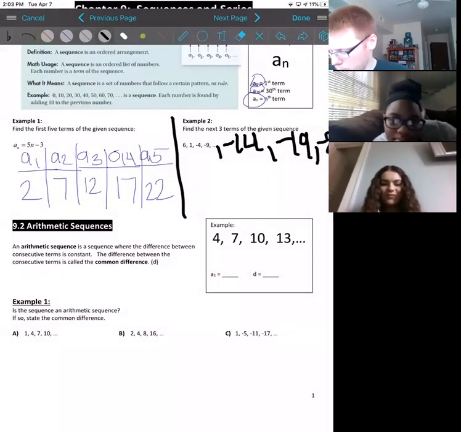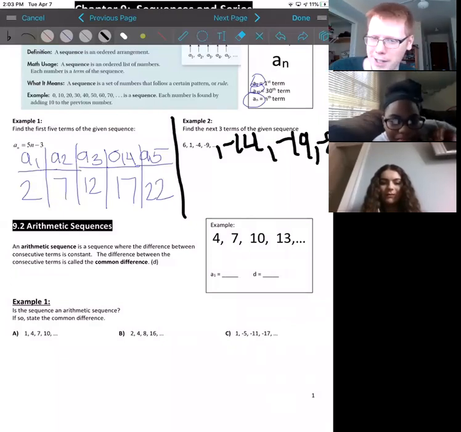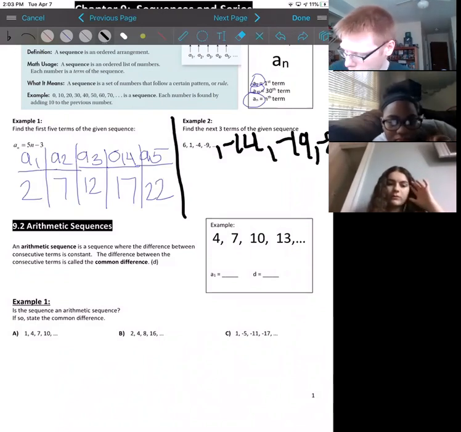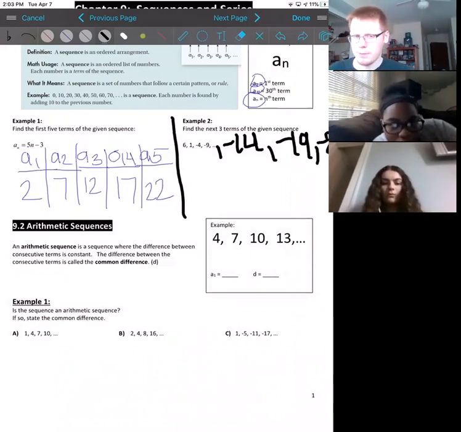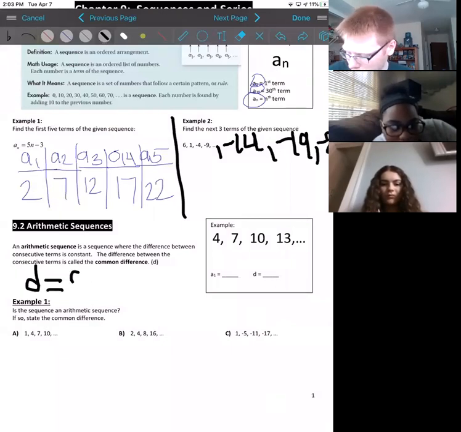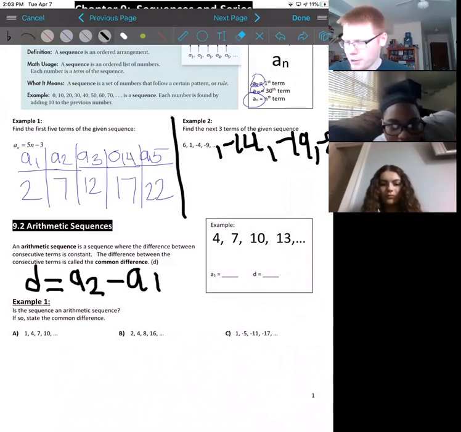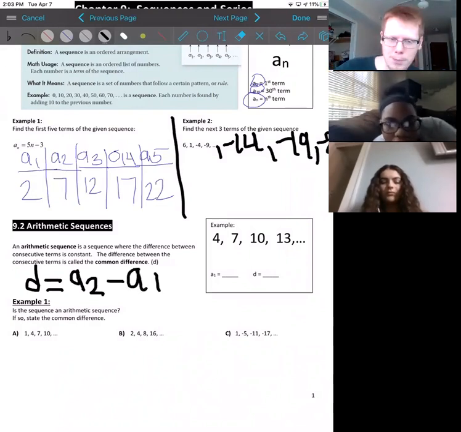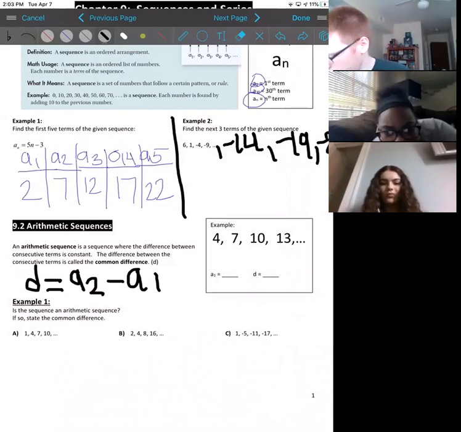Arithmetic sequences is what this section will focus on. Like I said, it's going to be adding or subtracting something. We call that difference between the numbers D. An easy way to find D, a lot of times you can just look at the problem and see it, but if you have trouble, you can always take your second term minus your first term. Or just take one term on the right and subtract the one from the left, that'll give you the difference.